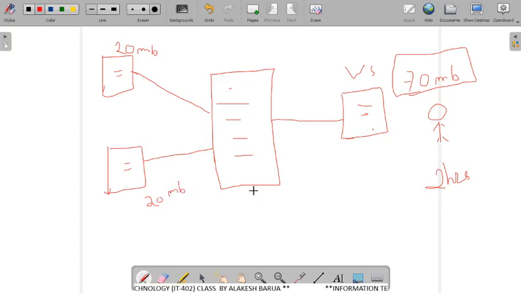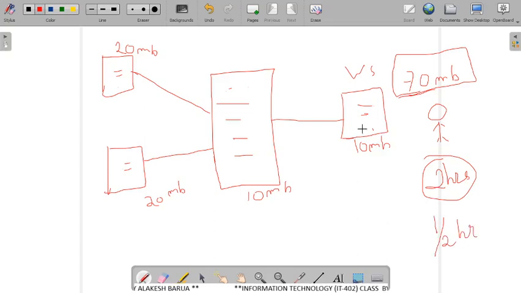40, then 10 MB will be processed by this computer, and only 10 MB remains which can be processed by this computer. So the work is being divided up between all these computers, so the amount of time gets decreased. Let's say before it took 2 hours, now it can be done in just half an hour. The whole 70 MB processing.